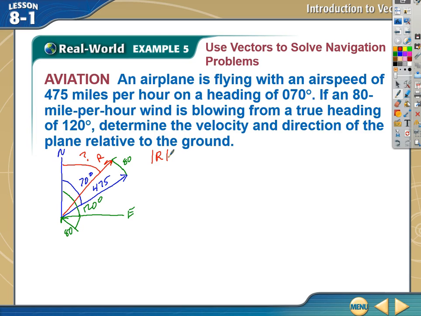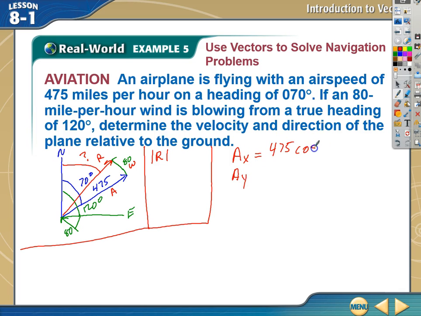So again, we're going to break it up just like we did before. I'm going to call the airplane vector A. I'm going to call the wind vector W. And we need to break it into its component parts. Let's deal with the airplane first. It is by far the easiest of them. And I'm going to save this spot for our answers. So, my airplane. We need to break up A sub X, A sub Y. The 475 cosine of I don't know yet. And again, 475 sine of I don't know yet.